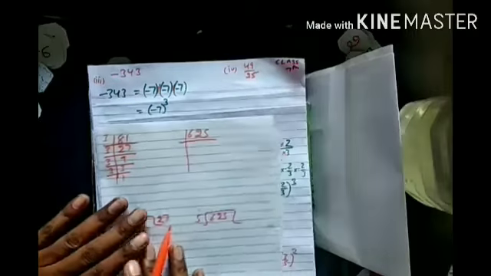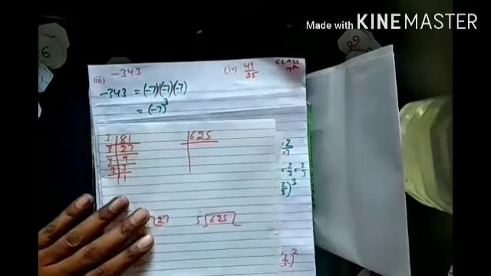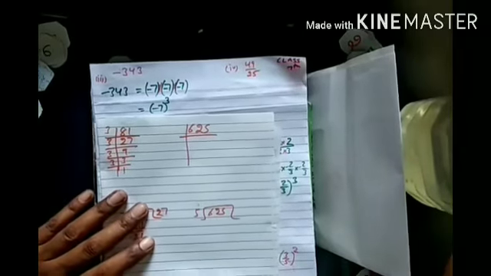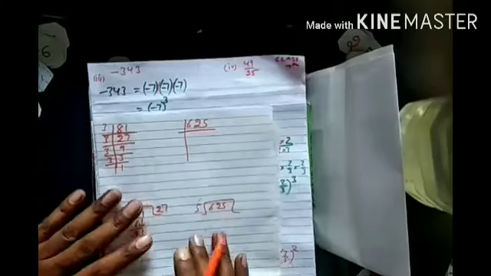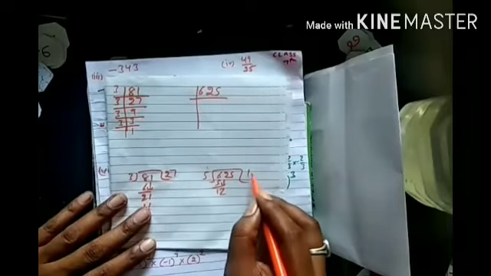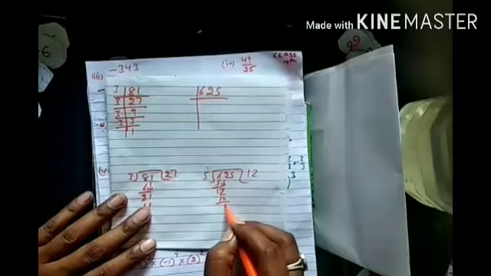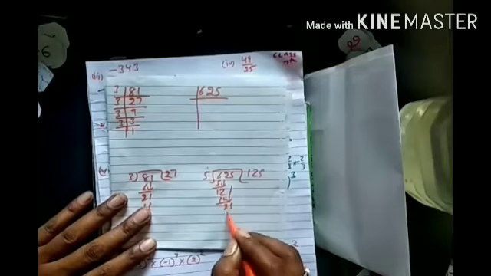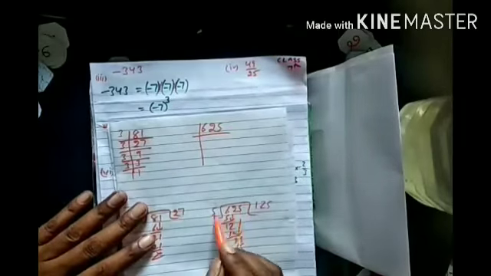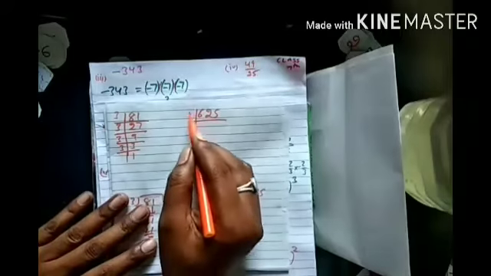3, 4 times. Okay. Now 625, as the unit digit is 5, therefore it is divisible by 5. So I divide it here. 5 ones are 5, 5 twos are 10, and 5 fives are 25. Okay. Now if I divide 625 by 5, then I will get the answer 125.